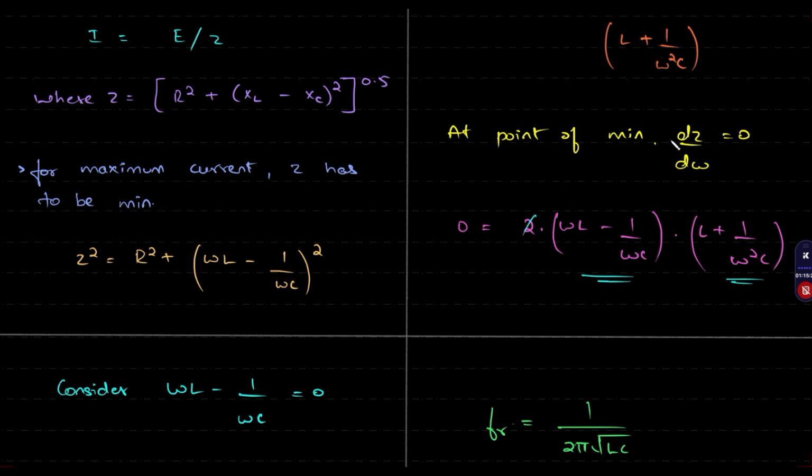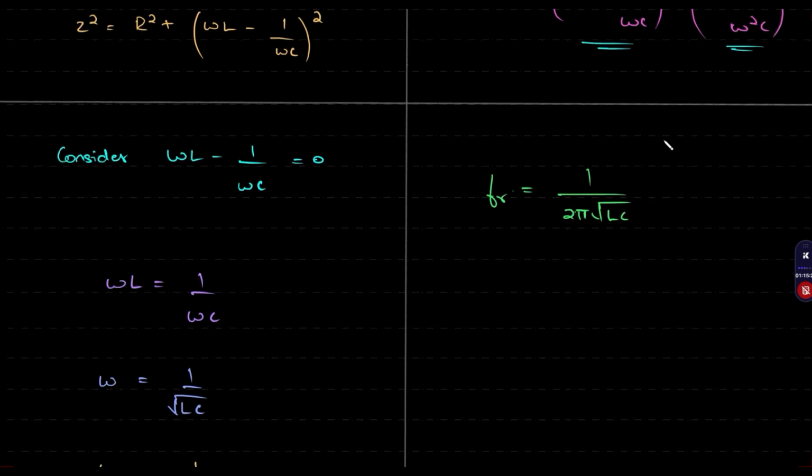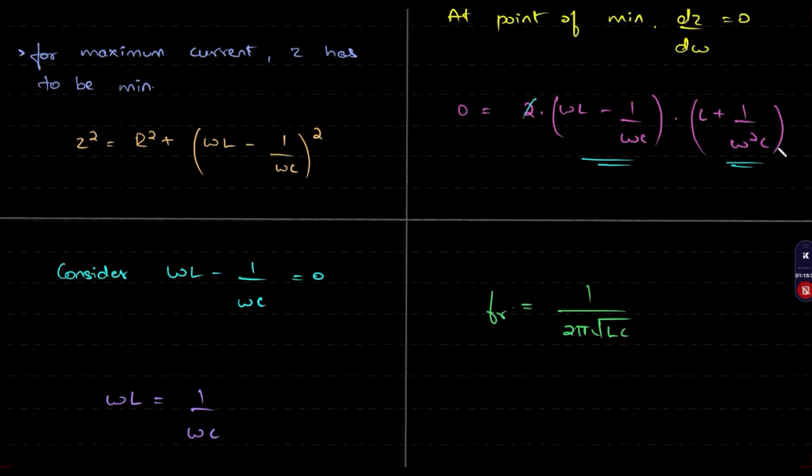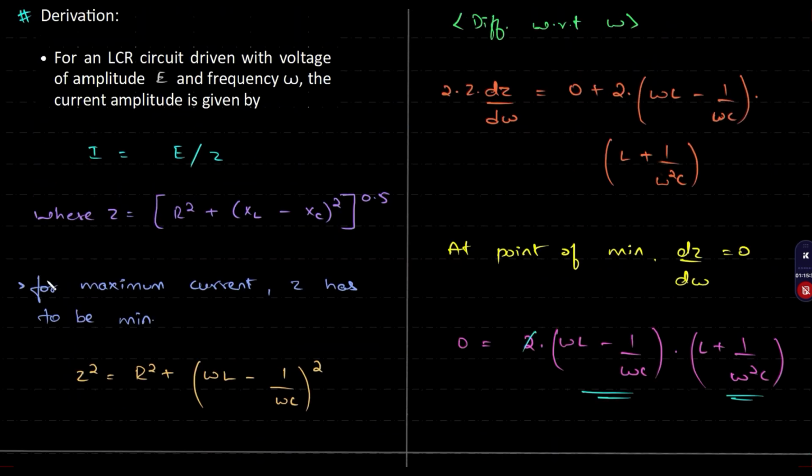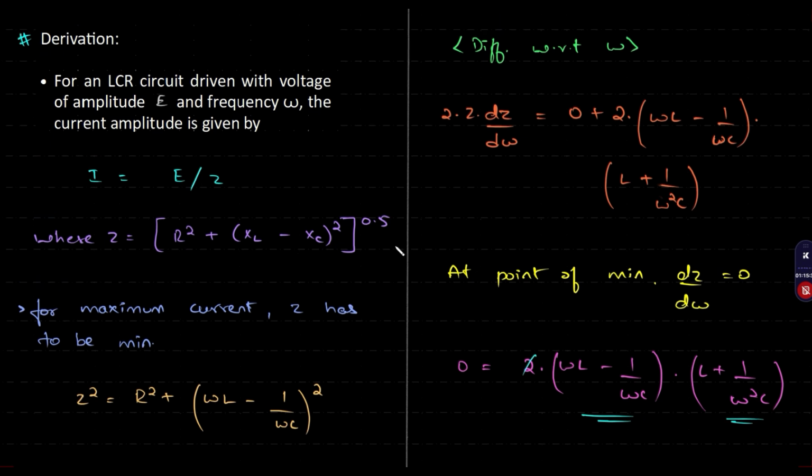This set of words, we are converting to a mathematical expression. Does it make sense? So what did we do? We started off by looking at our impedance. We know that the impedance has to be minimum. That's the whole idea of resonance. So I used application of derivative. There are other ways of deriving this, but this is the way that I can think of as of now.